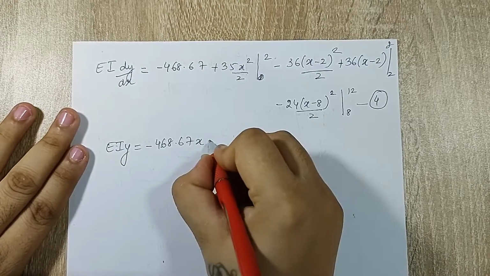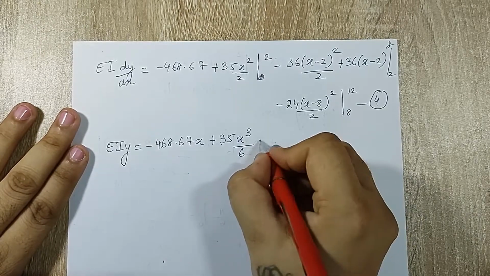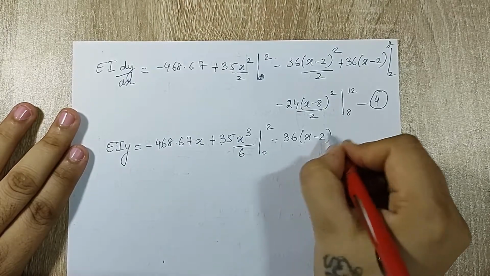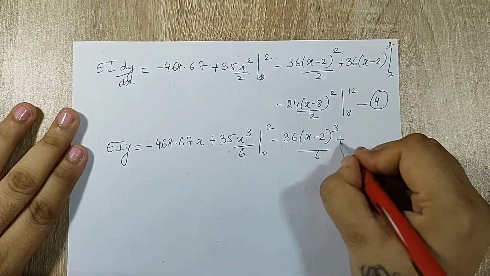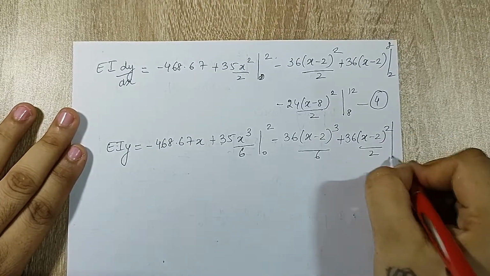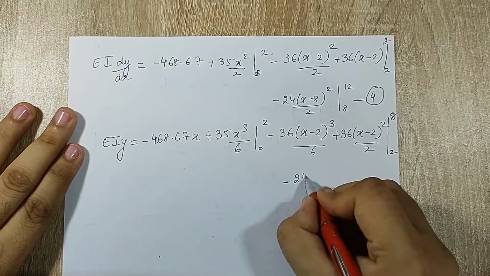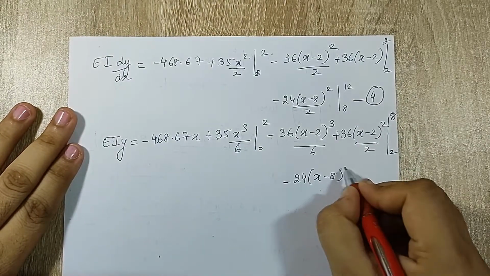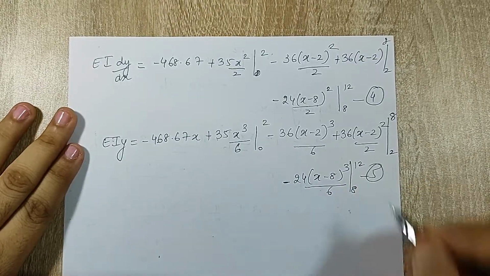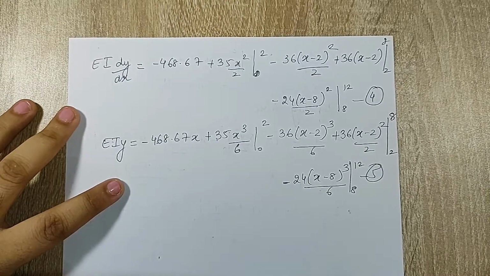and equation 5 will be EI into Y is equal to minus 468.67 into X plus 35x cube upon 6 from 0 to 2 minus 36(x minus 2) cube upon 6 plus 36(x minus 2) square upon 2 from 2 to 8, and I'll have last term as minus 24(x minus 8) cube upon 6 from 8 to 12. This is equation 5. So the fourth and the fifth are the slope and deflection equations respectively.